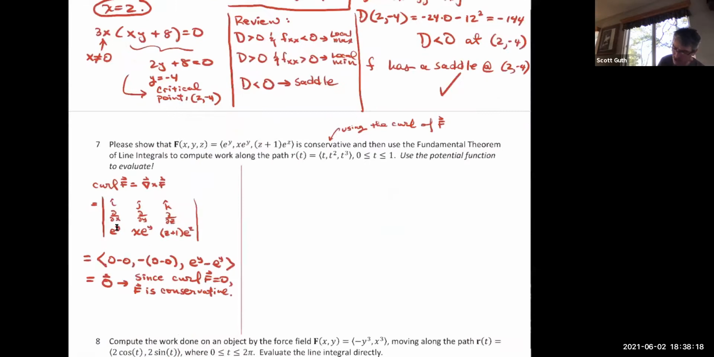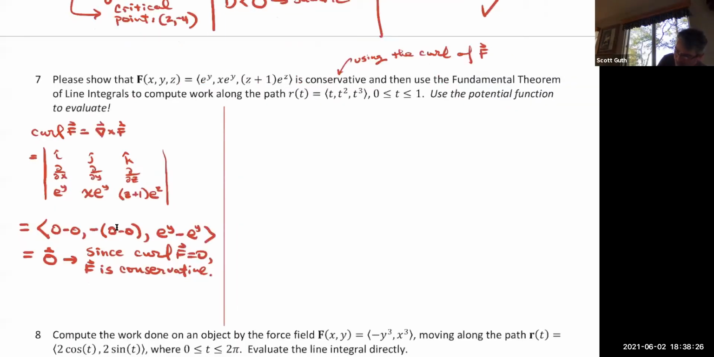Now, the fundamental theorem of line integrals requires a potential function. So we need to find the potential for big F, which is related to potential energy, right? Little f of XYZ such that the gradient of little f is big F. We know that it exists because it's conservative. All conservative fields have potential functions.